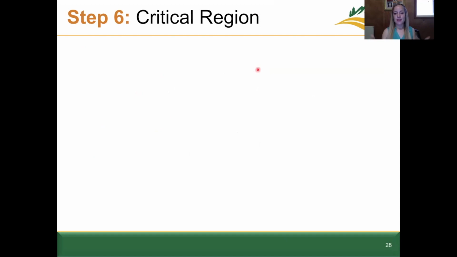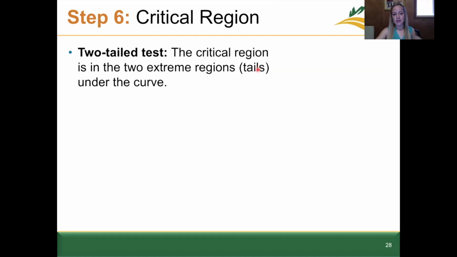So as part of step 6 in figuring out our critical region, we have 3 different options. The first is we can have a two-tailed test. When we have a two-tailed test, the critical region is in the 2 extreme regions or tails under the curve. How do we visualize this? Well, this should look familiar to what we've seen before, where we have a normal distribution, then we have this area here on the left, and this area here on the right. In other words, we have 2 tails.